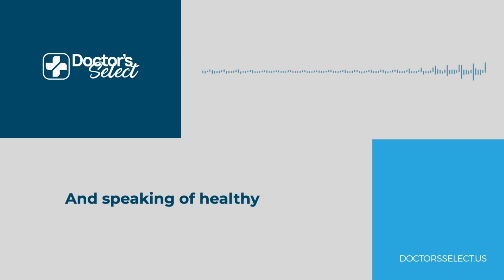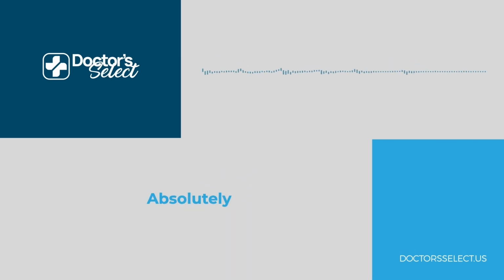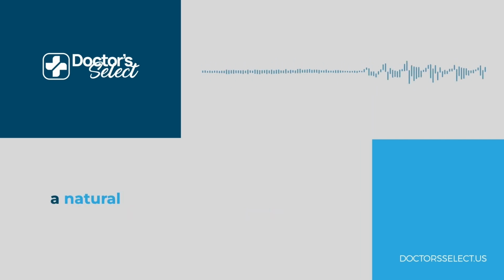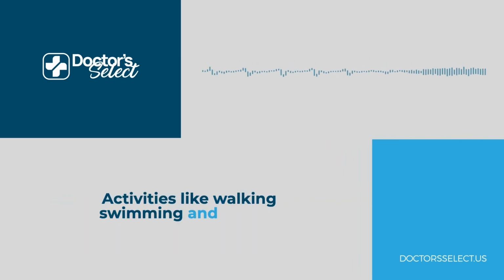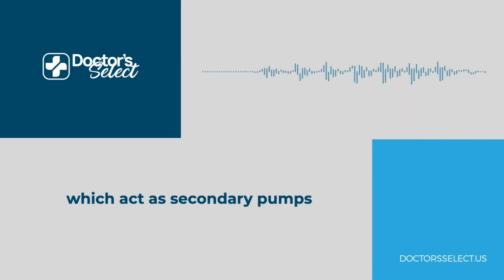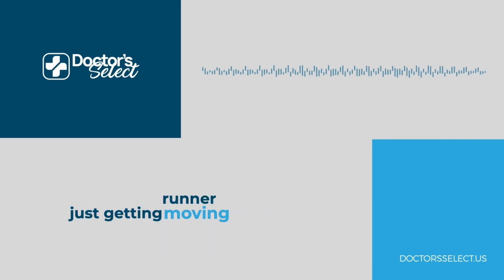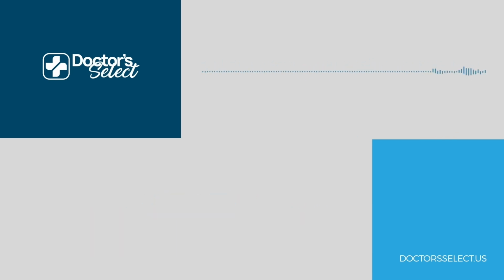And speaking of healthy habits, regular movement is also key, right? Absolutely. Think of exercise as like a natural pump for your circulatory system. Activities like walking, swimming, and cycling, they all strengthen your calf muscles, which act as secondary pumps aiding blood flow back to the heart. So even if you're not a marathon runner, just getting moving can make a difference. Absolutely. Every little bit helps.